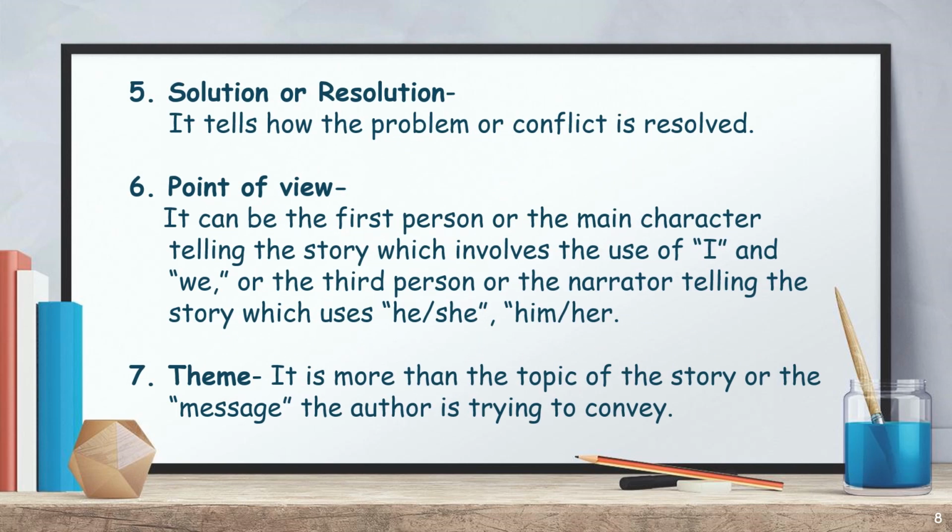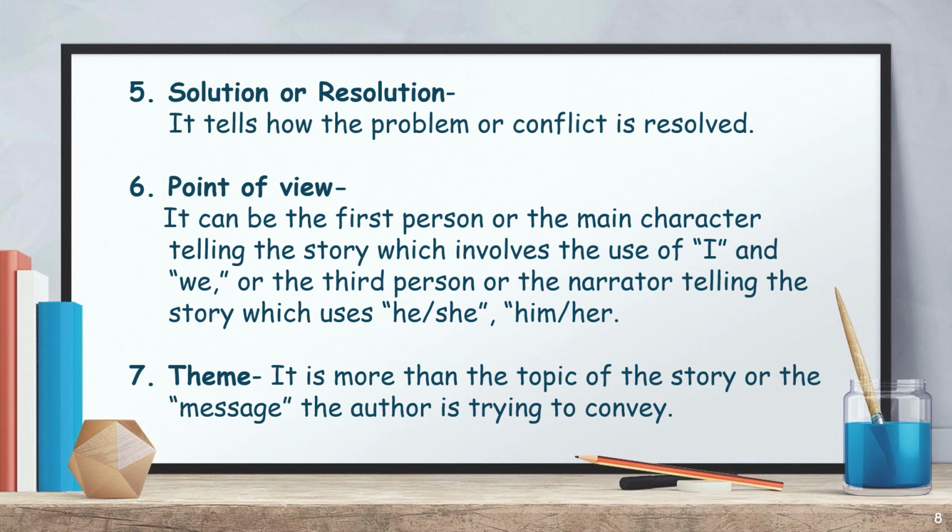Now for number 5, solution or resolution. When we say solution or resolution, it tells how the problem or conflict is resolved. Number 6, POV or the point of view. It can be the first person or the main character telling the story, which involves the use of I and we, or the third person, or the narrator telling the story, which uses he, she, him, or her.